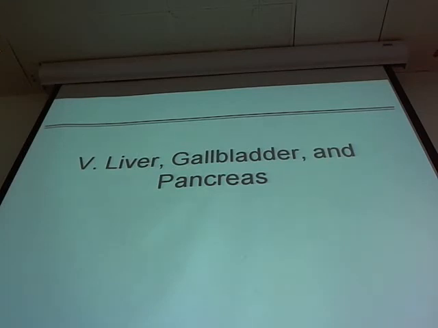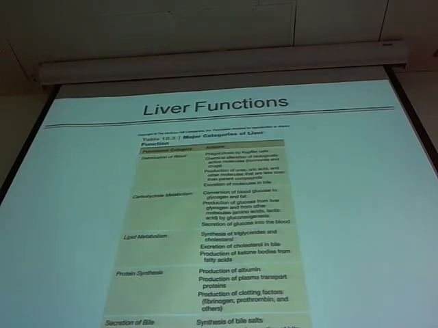It detoxifies, it stores bile, it stores glycogen, it makes cholesterol. It stores glucose in the form of glycogen. Detox, carbohydrate metabolism: converts blood glucose to glycogen and fat. Production of glucose from liver glycogen and other molecules, secreting glucose into the blood.